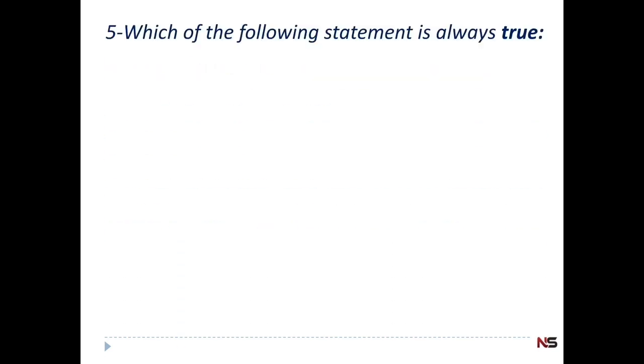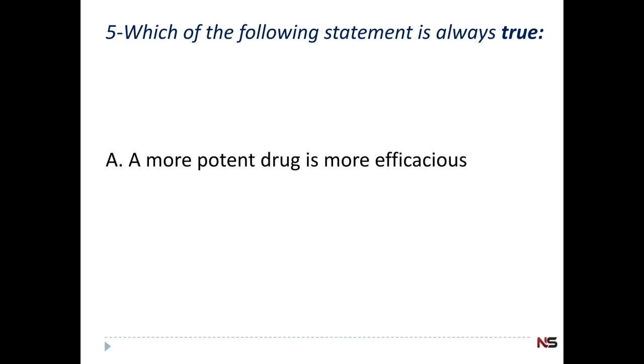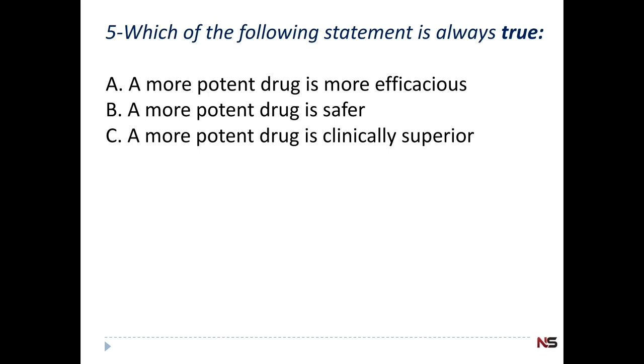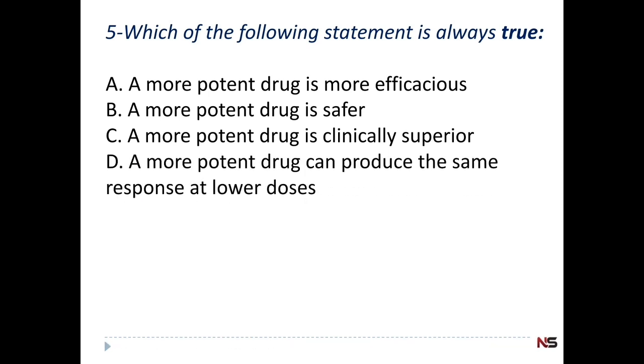The next question, number 5. Which of the following statements is always true? Option A, a more potent drug is more efficacious. Option B, a more potent drug is safer. Option C, a more potent drug is clinically superior. And the last option, a more potent drug can produce the same response at lower doses.